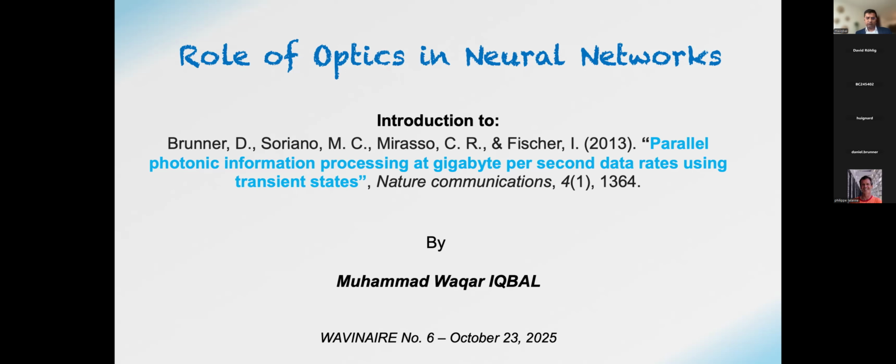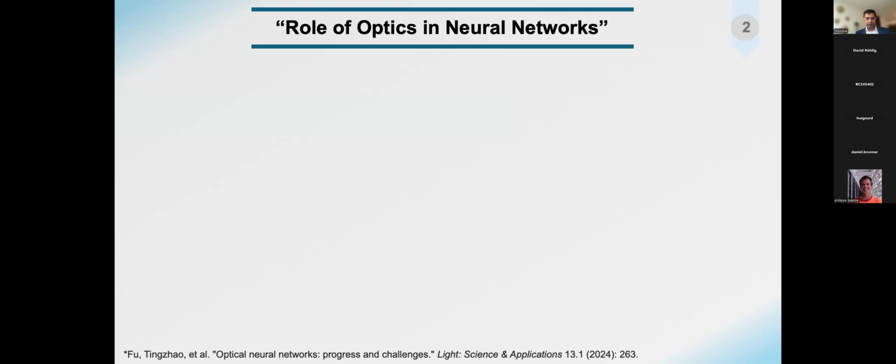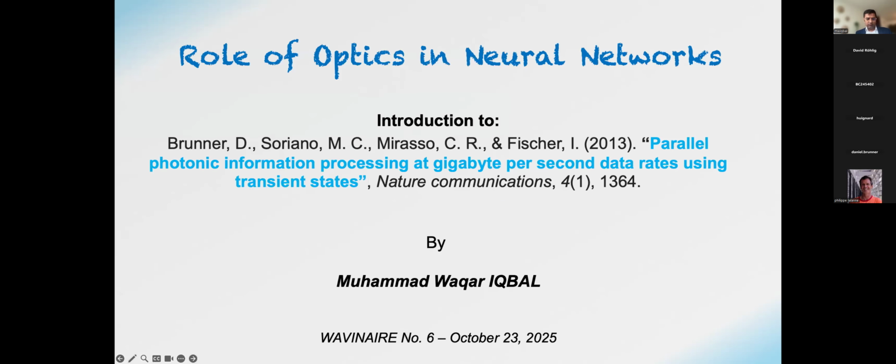His research focuses on photonic hardware for artificial intelligence, with interest in neuromorphic photonics, integrated photonic circuits, optical computing, structured light, and photonic implementation of machine learning algorithms. So please, Waqar, you have the floor.